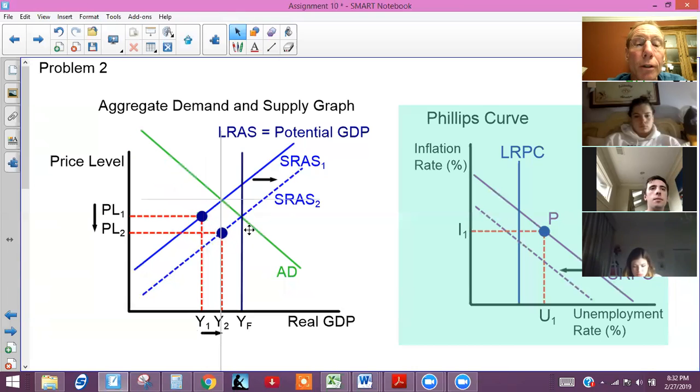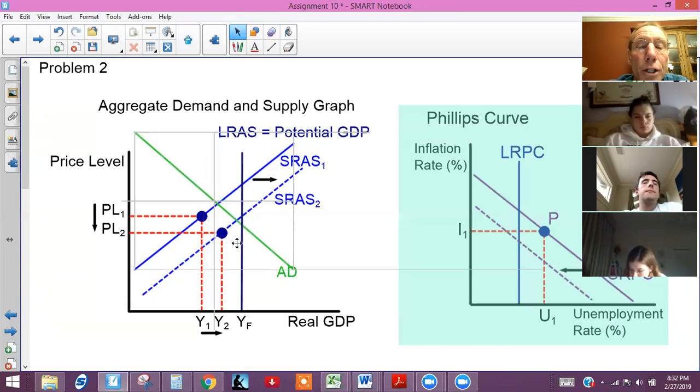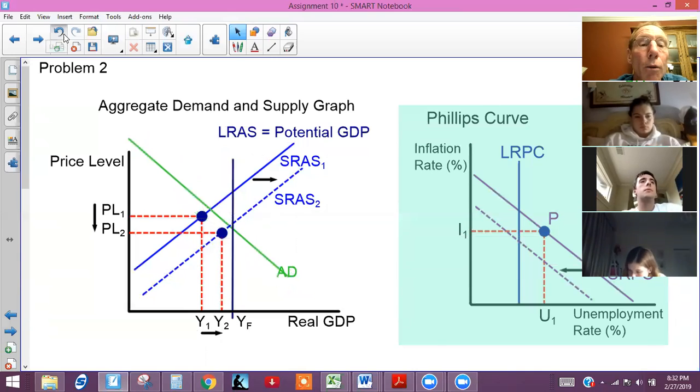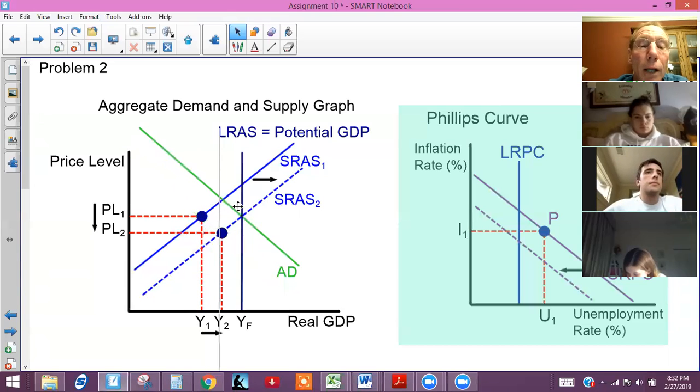Or you could shift aggregate demand from here to here, right? And then you could keep the same, because if you only shifted aggregate demand, price level is going to go up, isn't it? Say we're on this blue line here. Say we're going from here on the solid blue, from here to here. Well, price level is going to go up, right?